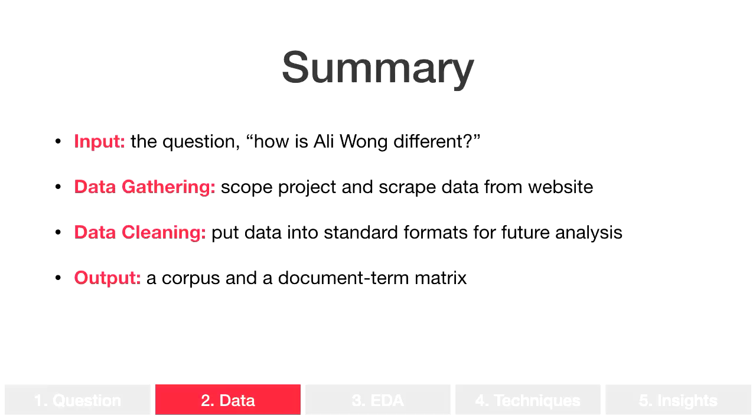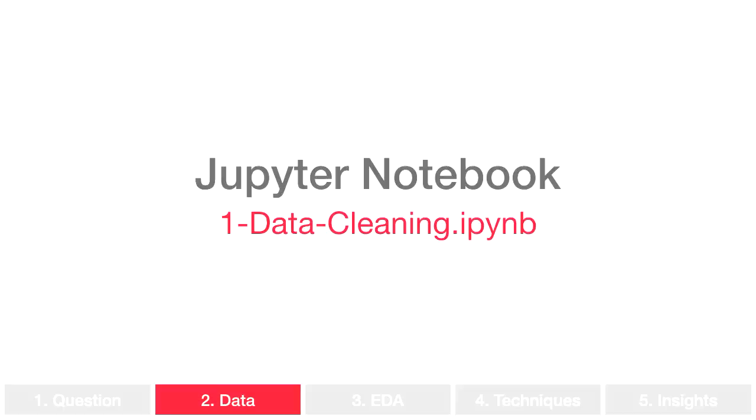So to summarize, the input into this data step down here was how is Ali Wong's comedy different? We first gathered our data, we scoped our project, then we put that data into a standard format using data cleaning techniques, and our output is a corpus and a document term matrix. So let's get into the Jupyter Notebook.